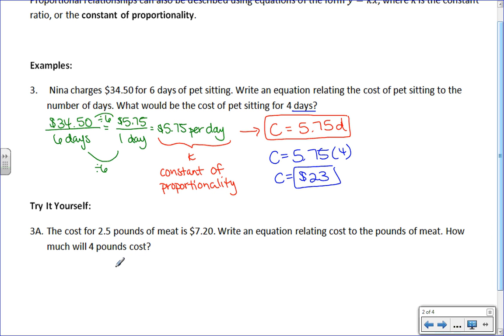Okay, so for this one, the equation you should have come up with should say C equals 2.88p. The cost is equal to $2.88 times the number of pounds. And then the cost for 4 pounds would equal $11.52.